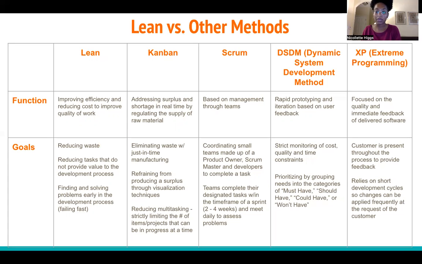In the dynamic system development method, this is based on rapid prototyping and iteration based on user feedback. This requires strict monitoring of cost, quality, and it has a lot of time constraints. And priorities are grouped into categories of must-haves, should-haves, could-haves, and won't-haves. And in extreme programming, this is focused on the quality and immediate feedback of delivered software. So the customer is present throughout the entire process, and it relies on short development cycles. So said customer can be there to constantly give feedback at the request of what they need.